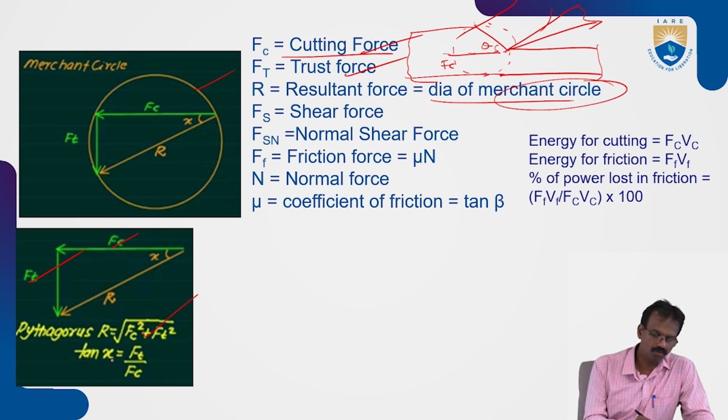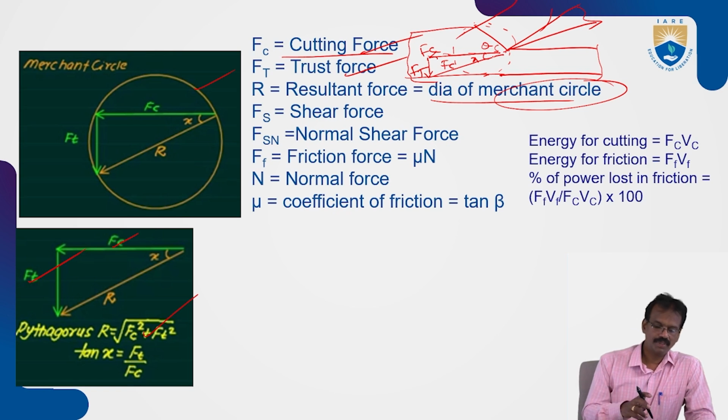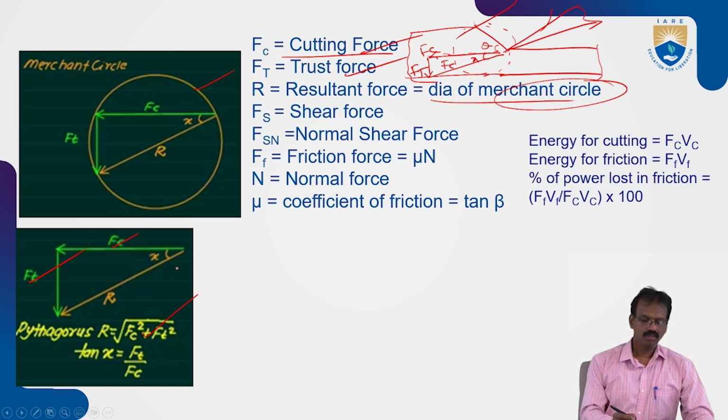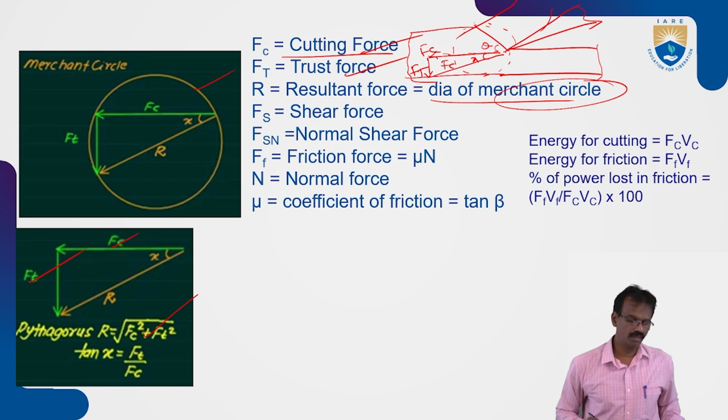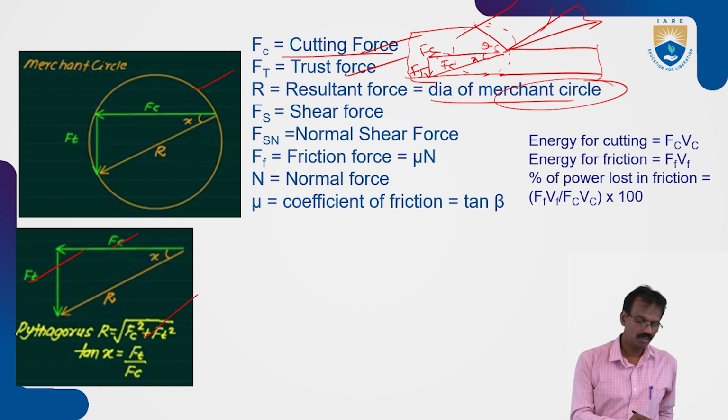If you want to find the angle, this is the Fc, this one is the Ft. The angle is represented by x. So tan x is equal to the opposite side, that is Ft by Fc. By using this triangle you can find out the resultant and the angle also.